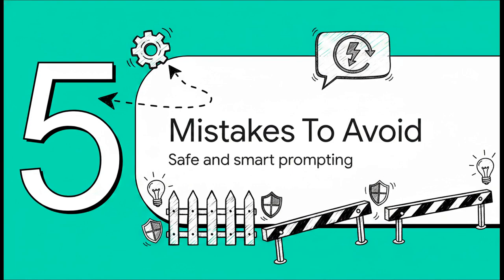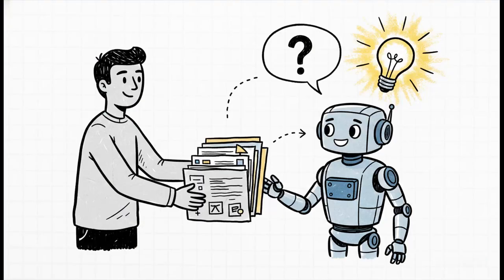Moving to Section 5, Common Mistakes to Avoid. Let's talk about safe and smart prompting. Because, look, with a tool this ridiculously powerful, you absolutely need some guardrails. The number one mistake beginners make is skipping context.